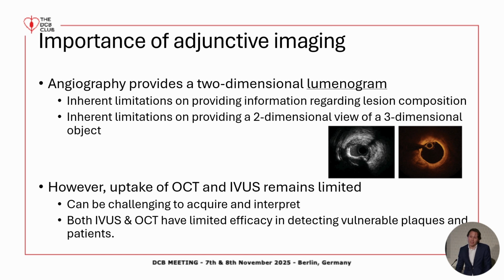As we've already heard, angiography provides a two-dimensional luminogram that is very useful, but it does have some inherent limitations because it provides information only regarding the lumen and not on the lesion composition, and also inherent limitations in providing a two-dimensional view of a three-dimensional object. And even though at every meeting you always hear about OCT and IVUS, its uptake still remains limited, and it can be challenging to acquire and interpret. Not everybody is an amazing intracoronary imaging expert, and both IVUS and OCT have some limited efficacy in detecting vulnerable plaques without adequate training.